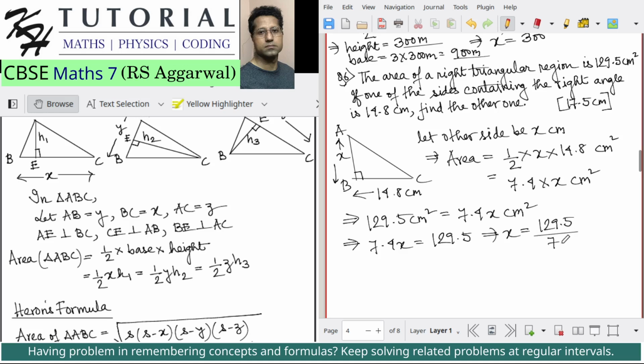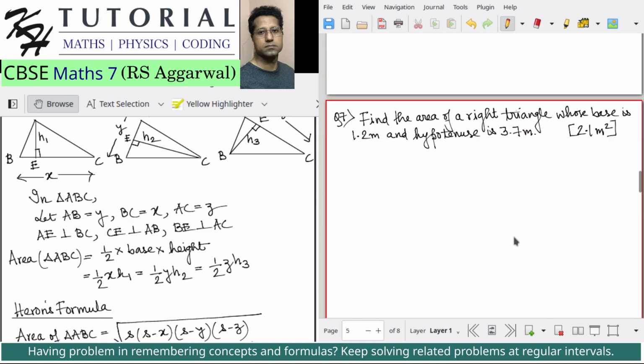This implies x is equal to 129.5 divided by 7.4. How much is this? 129.5 divided by 7.4 is 17.5. So x is 17.5. Okay, this implies the length of the other side is equal to 17.5 centimeter. Okay, let's see the next problem.